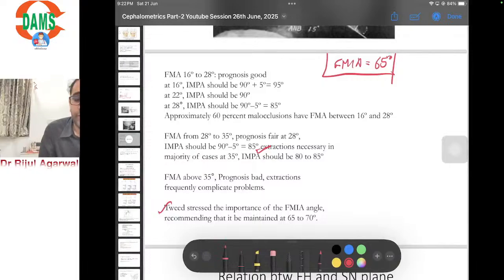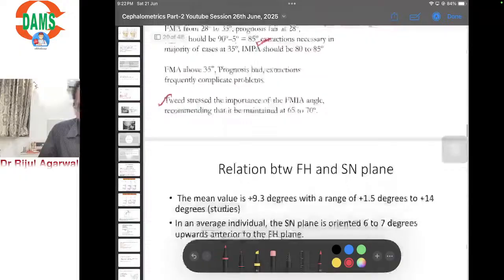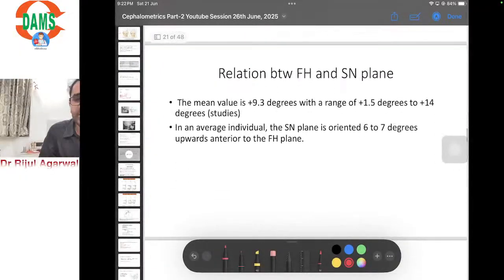Okay, thank you. So I'll move ahead. Next comes the relationship between FH and the SN plane, another important value. See students, the SN plane is a plane related to the cranial base, and FH plane is related to the facial bones.